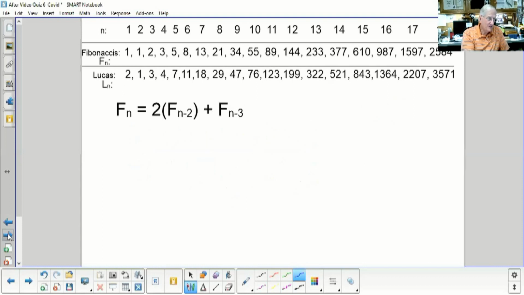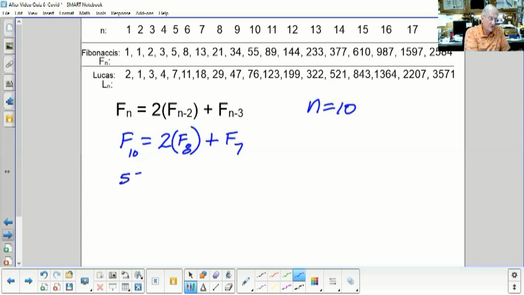All right. Let's go to the second one. I'm going to use, let's try n equals 10 this time. If n equals 10, then I fill in the subscripts. F sub 10, is it equal to 2 times f sub what? Well, n minus 2, the subscript, would be 8. And then I add to that f sub n minus 3, well, that would be f sub 7, right? So what is f10? Well, it's 55.